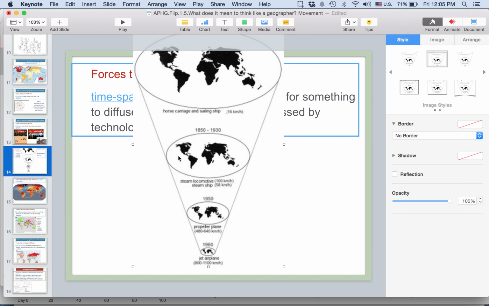The time it takes for an idea to go from here to here is being compressed. By 1950, we have the propeller plane. The world, and this is a figurative example here, the world is quote unquote getting smaller because the time it takes for an idea to get from here to here is being compressed or reduced. And by 1960, we have jet planes making the world, not literally, figuratively, smaller, that it's going to take much, much, much less time in 2015.